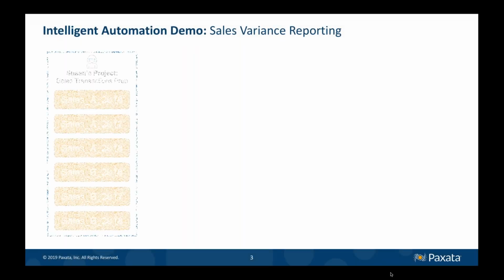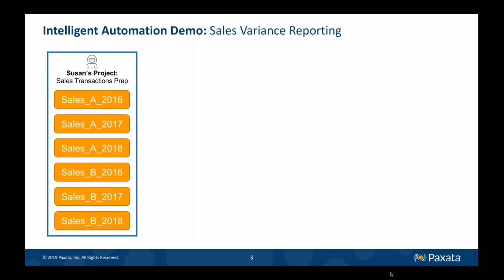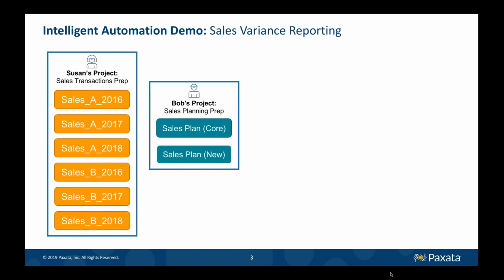So what did we do here? Well, there was Susan's project, as we saw, that appended all the 3 years of sales data and did some additional prep and transformation. There's Bob's project that did the sales planning prep, which had to merge core and new product lines and then pivot the data because of how a financial ERP system tends to export data.